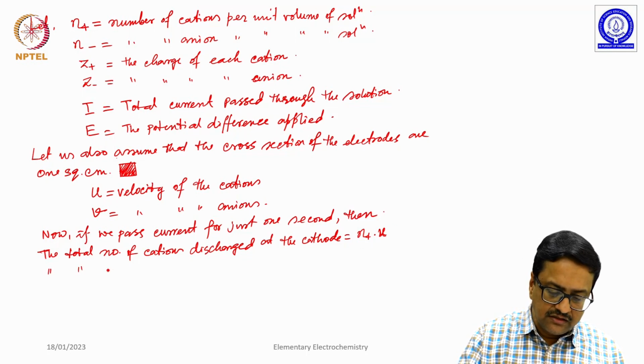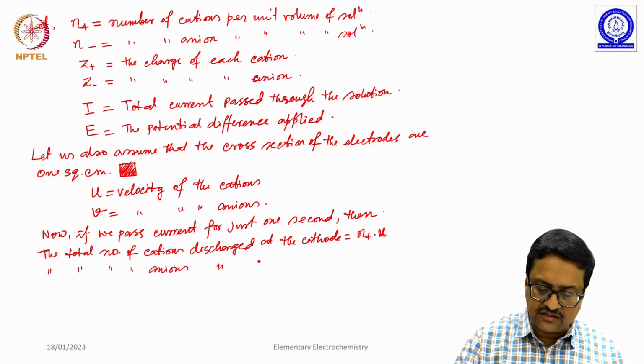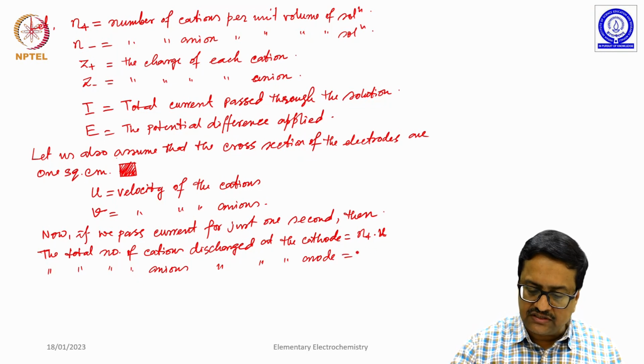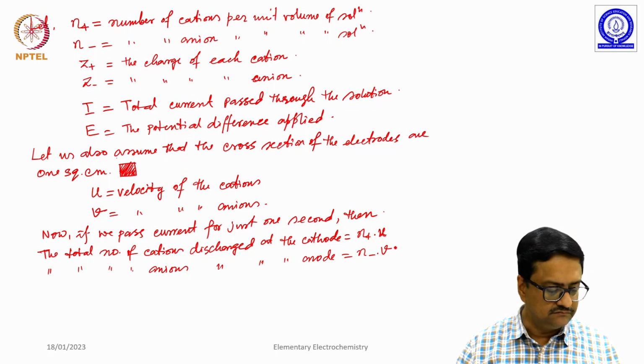So, the total number of anions discharged at the anode will be simultaneously n minus into v.